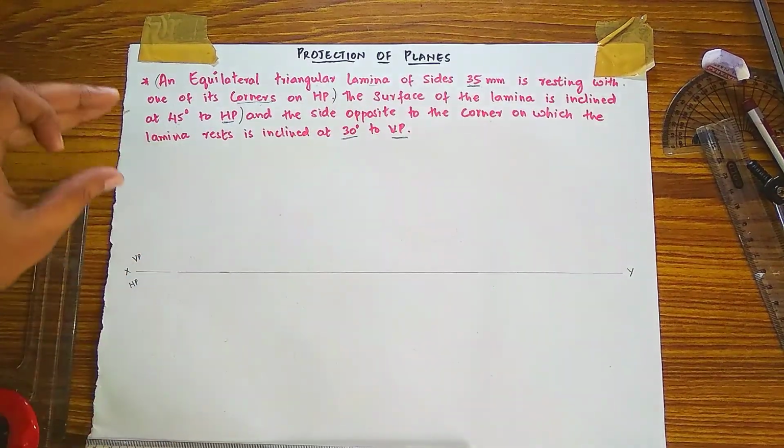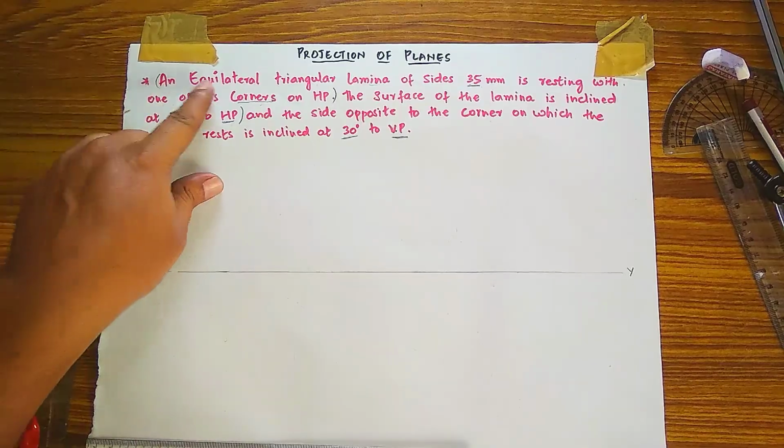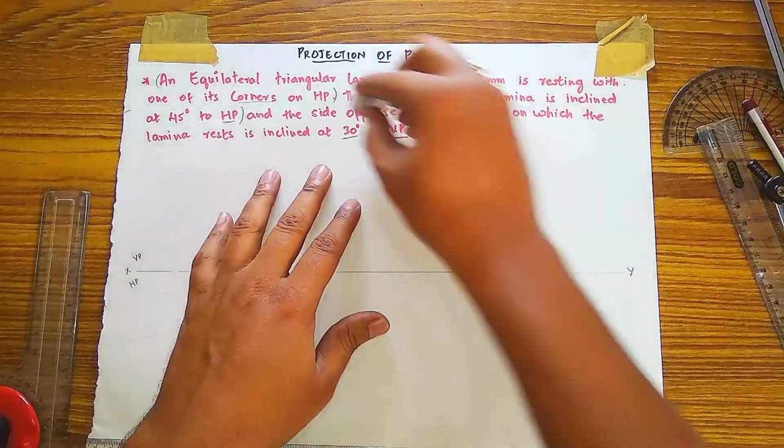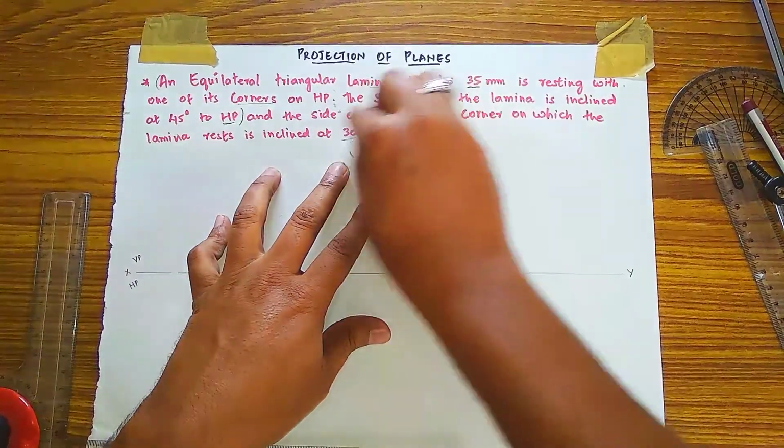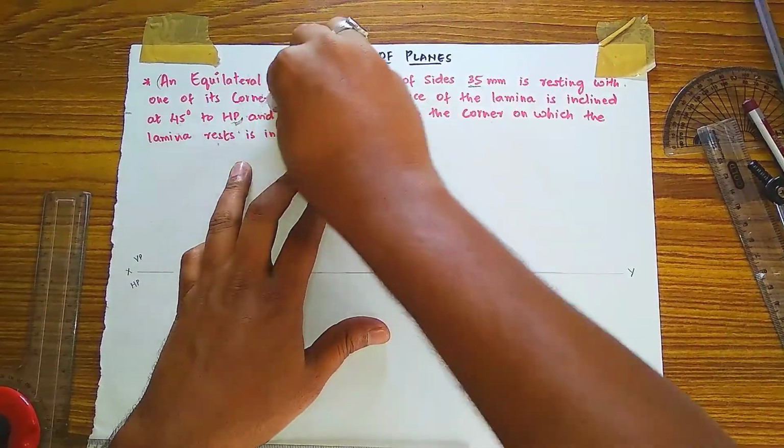Today I am going to explain the chapter of projection of planes. In that, I am explaining the second problem on equilateral triangular lamina.